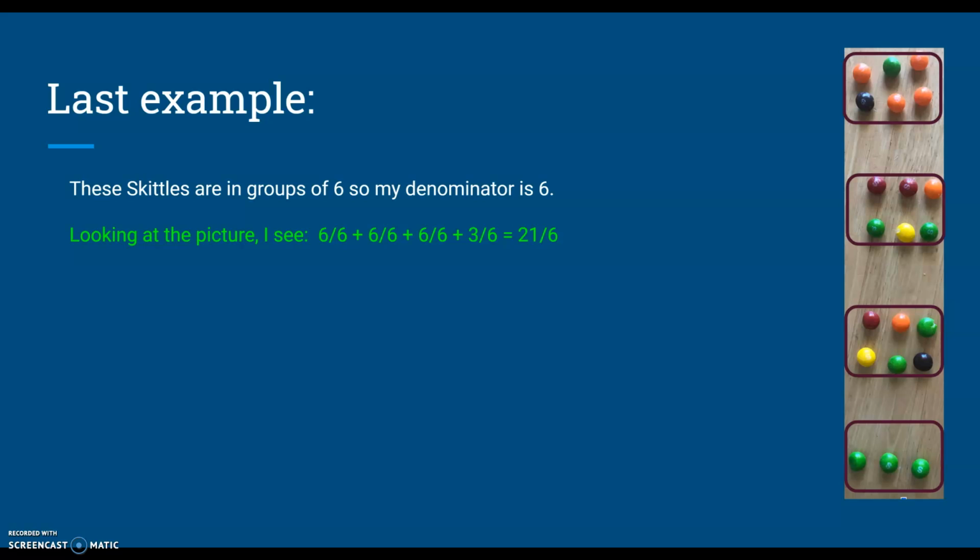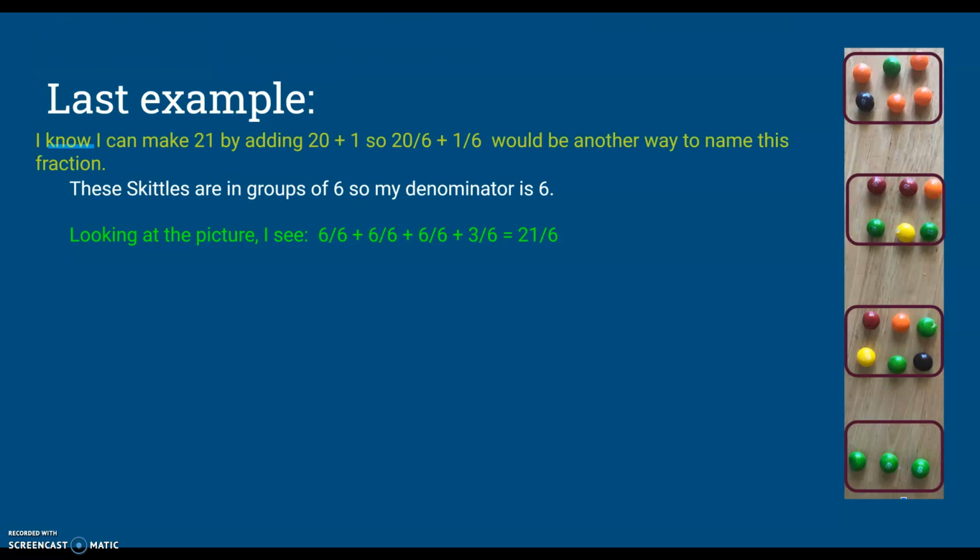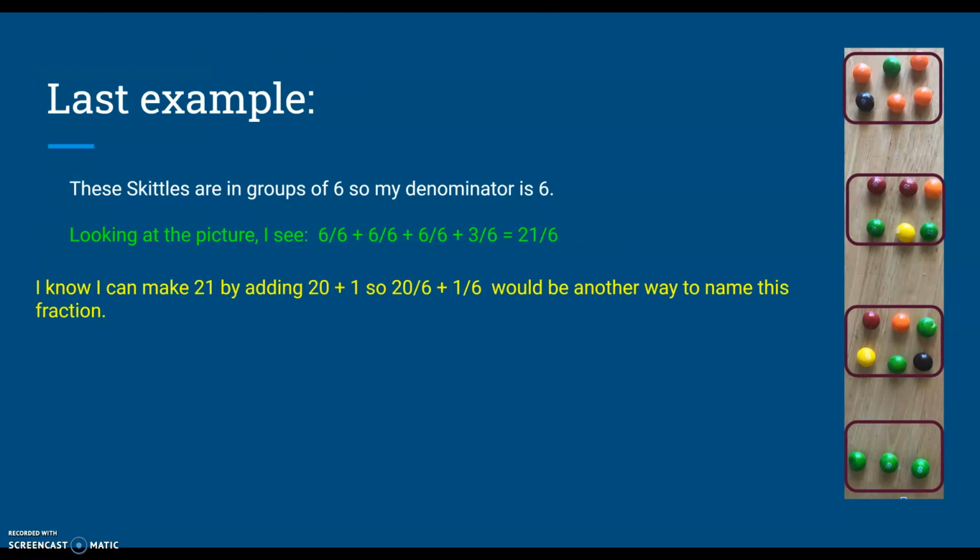So 6 and 6 is 12. 12 plus 6 is 18. 18 plus 3, 18, 19, 20, 21 equals 21 sixths. I know that I can make 21 by adding 20 plus 1. So 20 sixths plus 1 sixth would be another way to name this fraction.